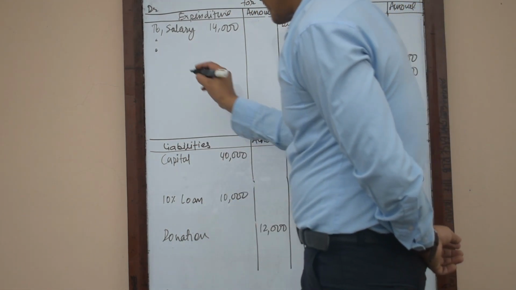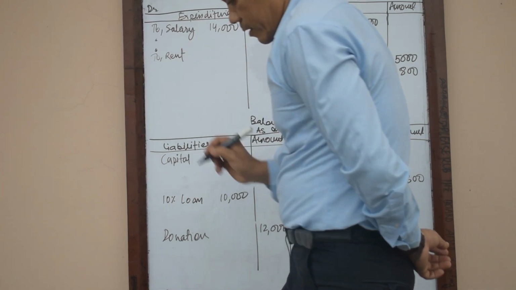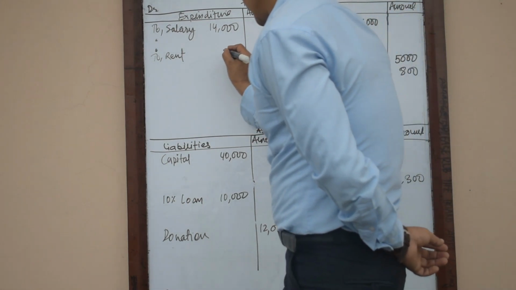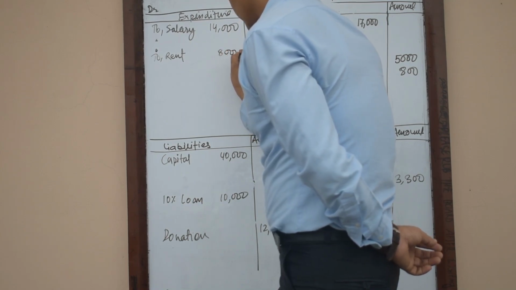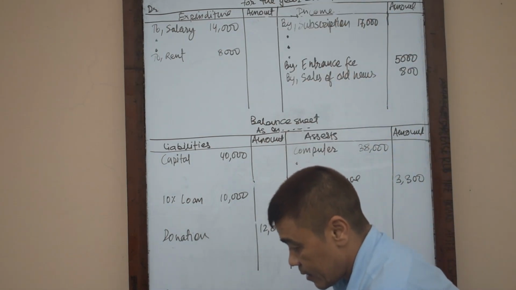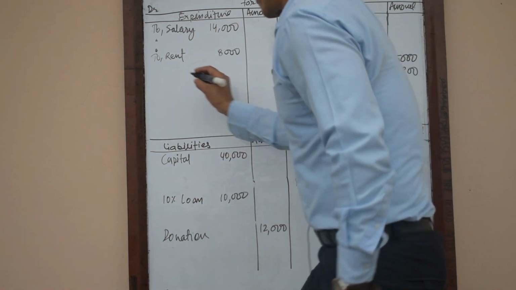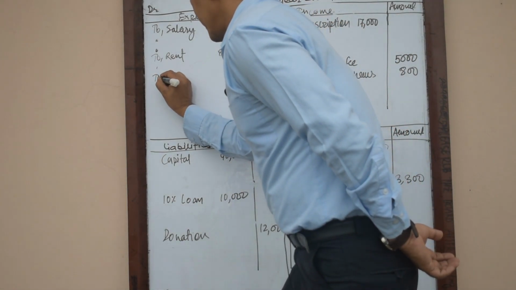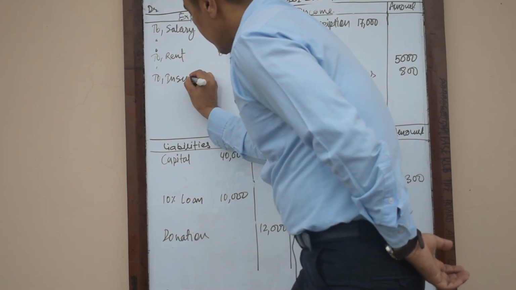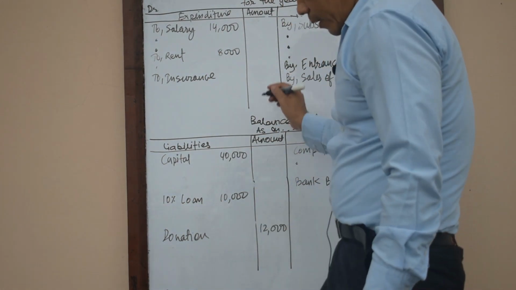After that comes rent and rates. Okay, we are going to write rent only. And as I remember, it also has additional information, so 8,000. After that there is insurance, also expenditure. Leaving one space, we are writing insurance, and this amount 7,500.